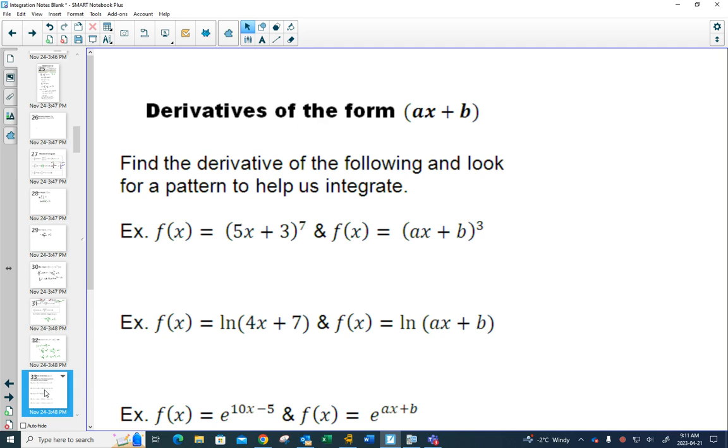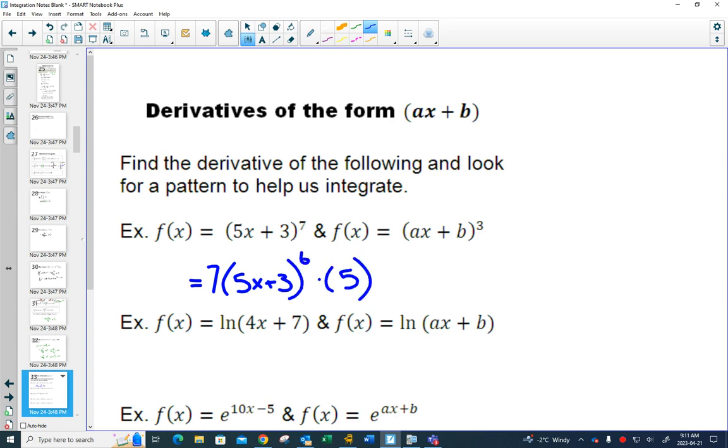So if we quickly did these derivatives, nice review of derivatives, the 7 would come out in front, subtract 1 from the exponent, keep the inside the same, and then you'd multiply by 5. So if you had any power rule with an ax plus b, here the 3 would come out in front, the inside stays the same, subtract 1 from the exponent, and the chain rule would say multiply by a. And this would be true of any derivative of any form.